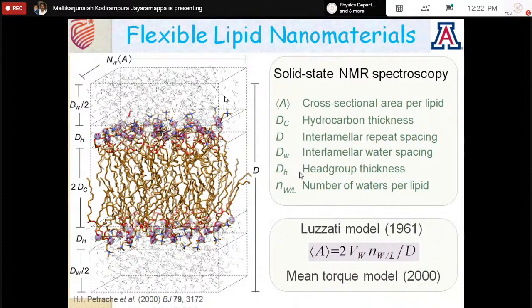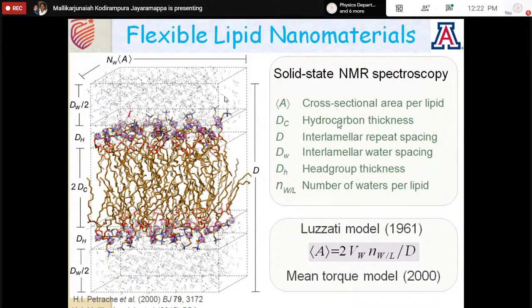And head group thickness, as is obvious, this purple round group is the head group, and NWL is the number of waters per lipid. Okay, and why am I talking about this? What are the parameters NMR can study? By measuring this hydrocarbon thickness, I can calculate the cross-sectional area per lipid by making NMR measurements.